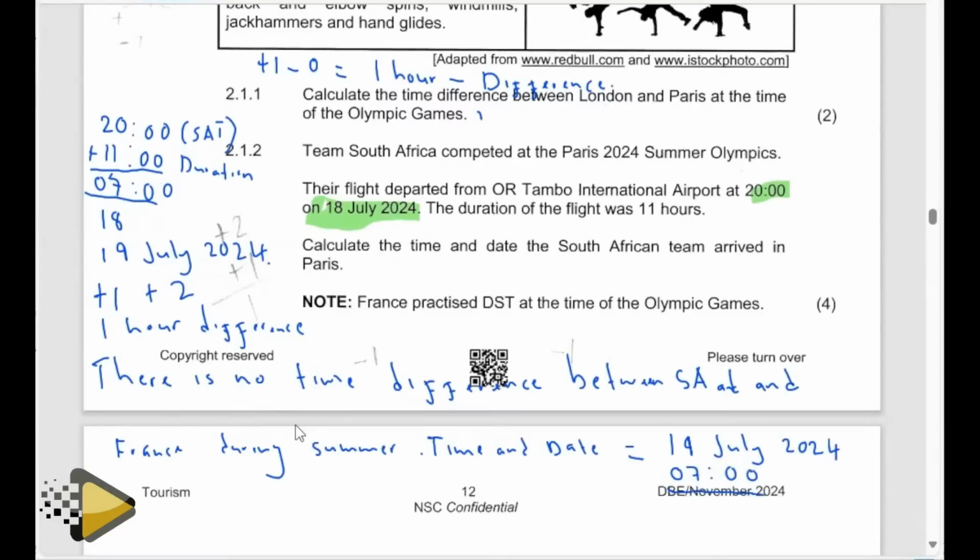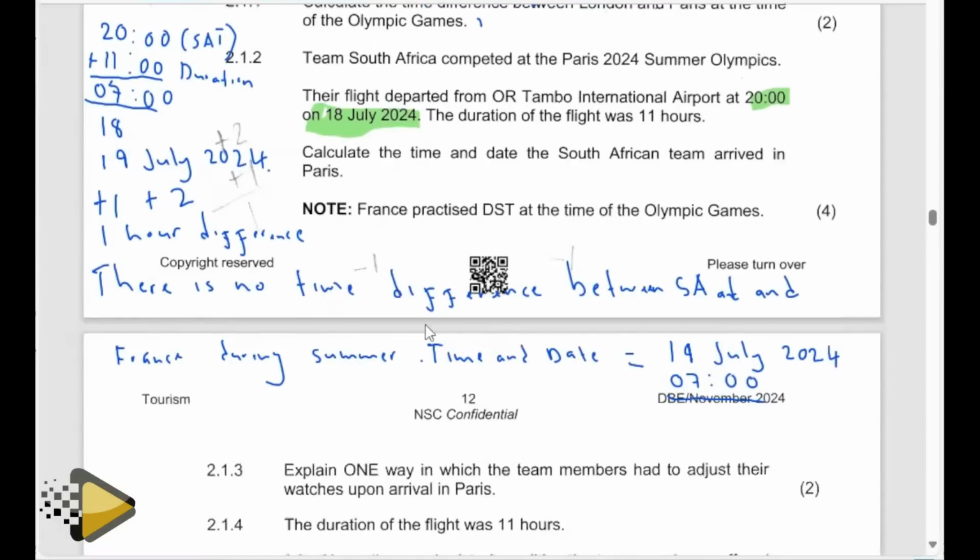The key thing is to note that there is no time difference between South Africa and France during the summer in the Northern Hemisphere, or when France is experiencing summer. There won't be any time difference, so there is no need for us to add or minus any DST hours there.